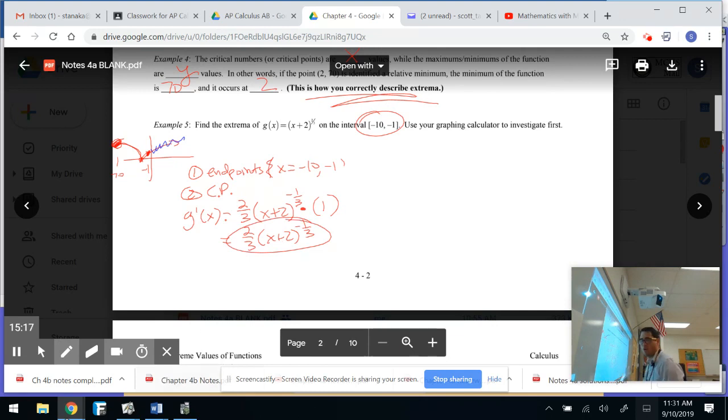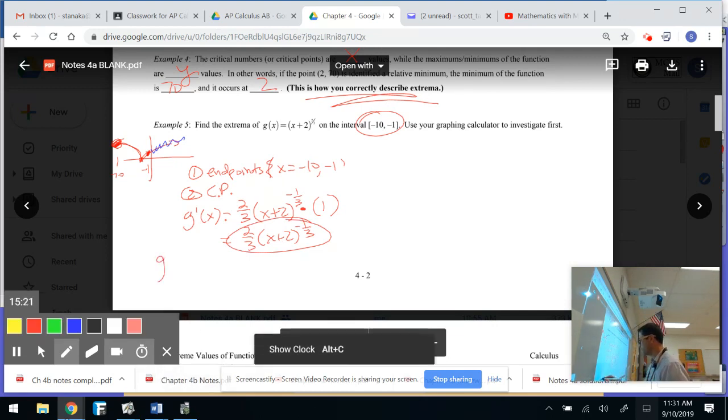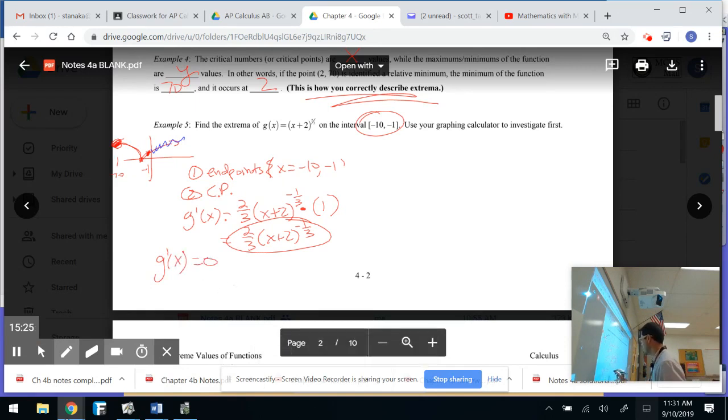And if I want to know when that is 0 or when that is DNE, I'm going to set that equal to 0. Okay? Or DNE. If I set it equal to 0, I get 2/3 (x plus 2) to the negative 1/3 equal to 0. And guess what? That negative exponent means it's in the bottom. And so I just want to know when a fraction is 0 on the top or bottom. Because if it's 0 on the top, it's 0. If it's 0 on the bottom, it's undefined.